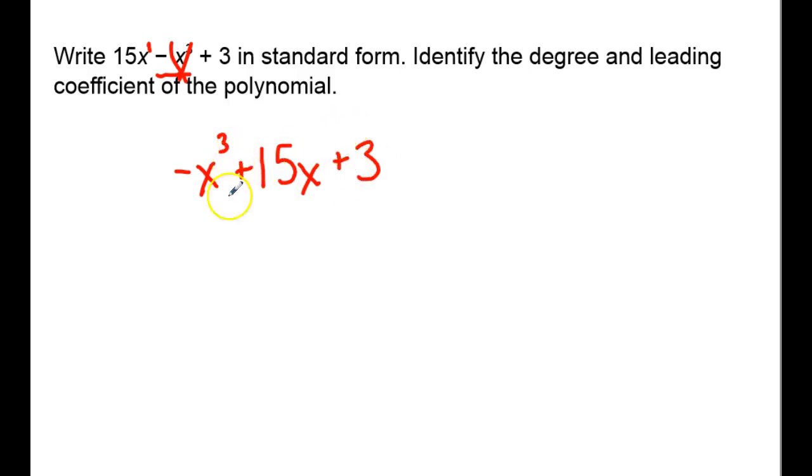Okay, so now I have to look and see what the degree is and the leading coefficient. So the degree is going to be the largest exponent. So my degree is going to be 3. Then my leading coefficient is the number that's with it. So it's going to be a -1. Since there's nothing with this x, I know that it's going to be a -1. So my leading coefficient is -1. The degree is 3, and I've written this in standard form.